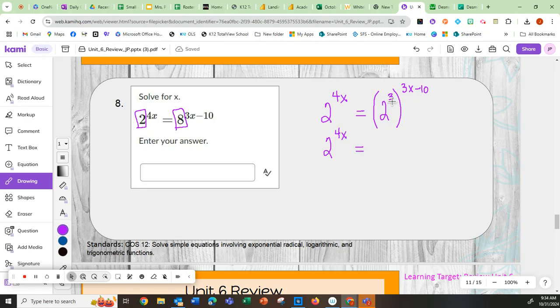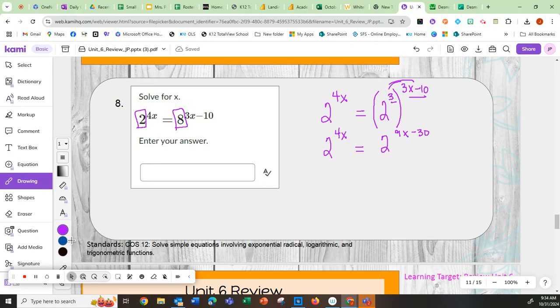The right-hand side, we have a power raised to a power. So that rule is we multiply those powers together. That's going to leave me with 2 to the 9x minus 30. 3 times 3x is 9x. 3 times negative 10 is negative 30.